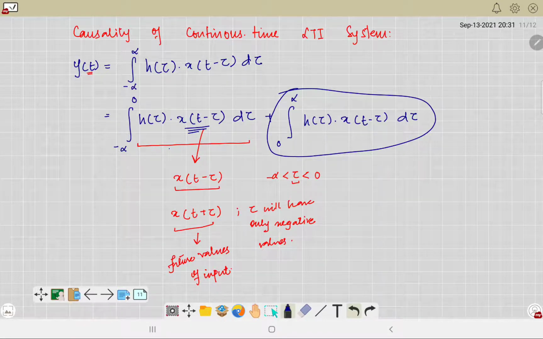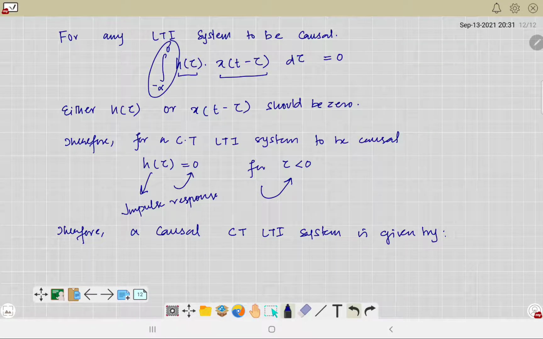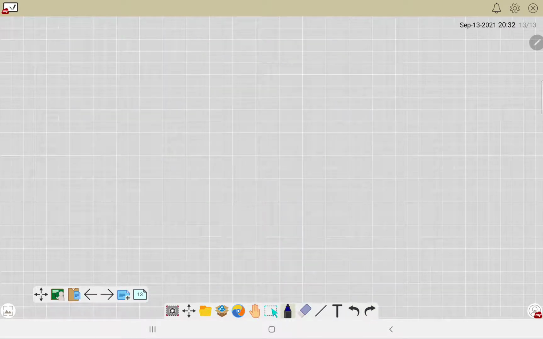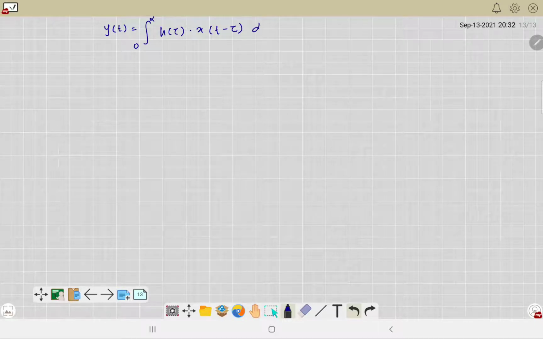Now if your LTI system is causal, then this part is gone because it will be 0. So you will be left with only the other part, that is y of t is equivalent to integral from 0 to infinity of h of tau x of t minus tau d tau. You can express it this way because convolution is a commutative operation. We will do the analysis here. So I have my causal LTI system expressed as y of t equal to integral from 0 to infinity h of tau x of t minus tau d tau.